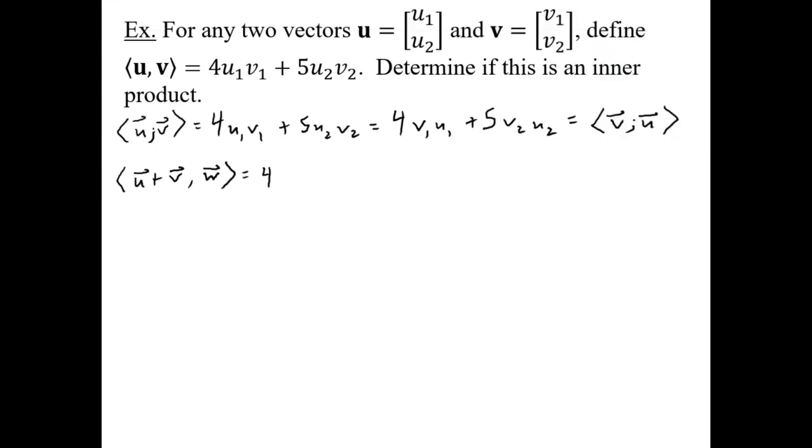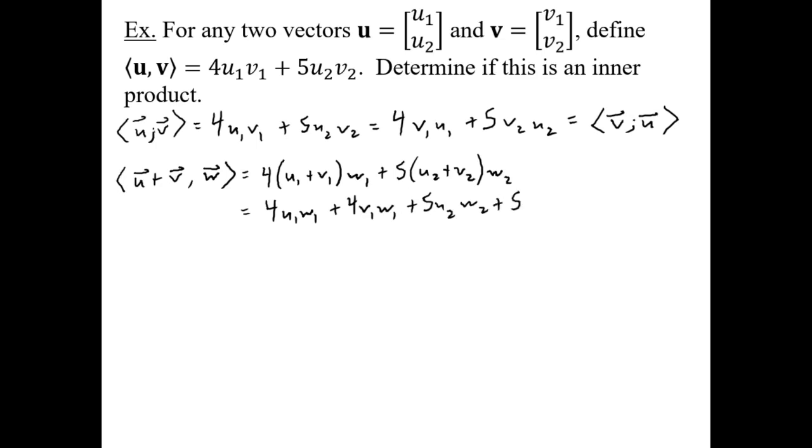Okay, so instead of u1 times v1, it'll be (u1 plus v1) times w1, and then 5 times (u2 plus v2) times w2. Now I'm using the distributive property of just numbers, right? And so this becomes 4u1w1 plus 4v1w1 plus 5u2w2 plus 5v2w2.